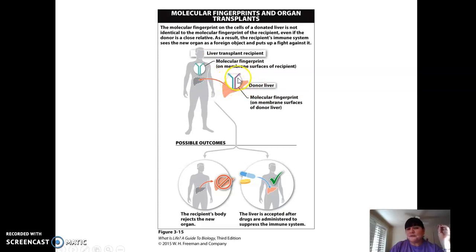And if you look, this protein, the purple, is different than this blue. Well, guess what? The immune system will recognize this as foreign and will attack it. If you've ever heard of organ rejection, that would be an example. So they try to match the donor and the recipient as much as possible. And most likely, the person still has to take anti-rejection drugs.